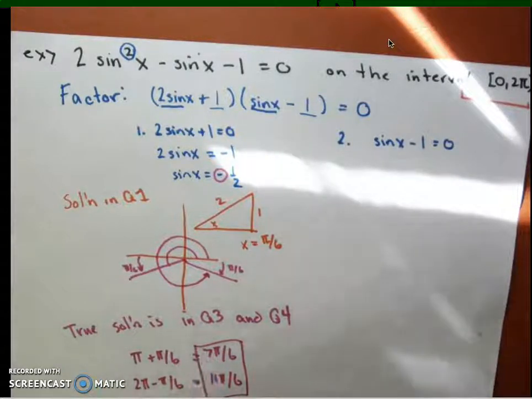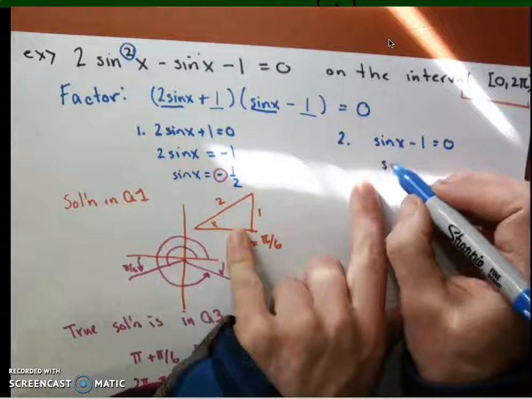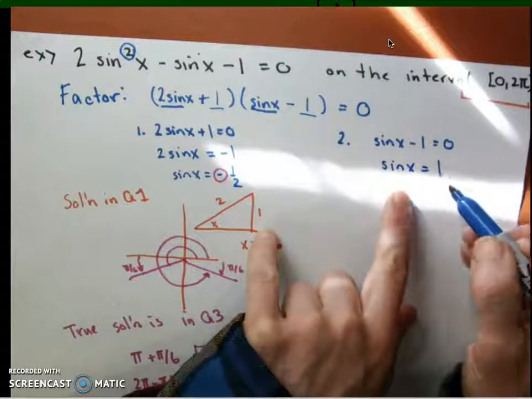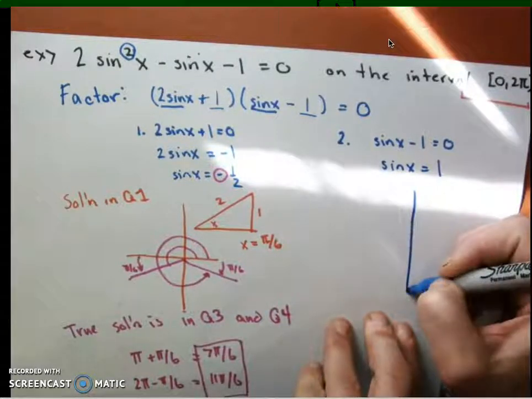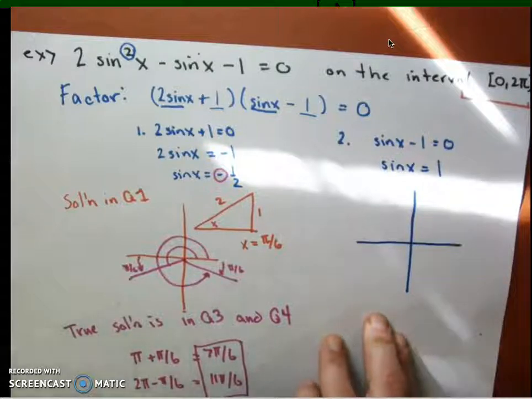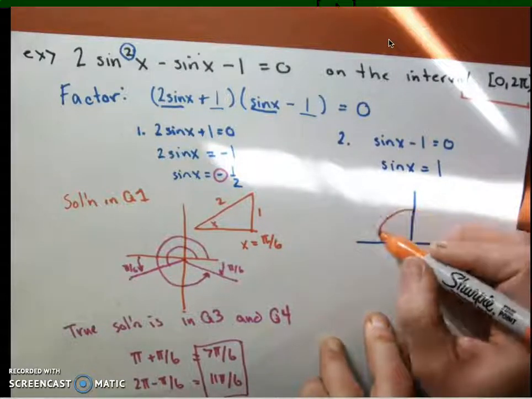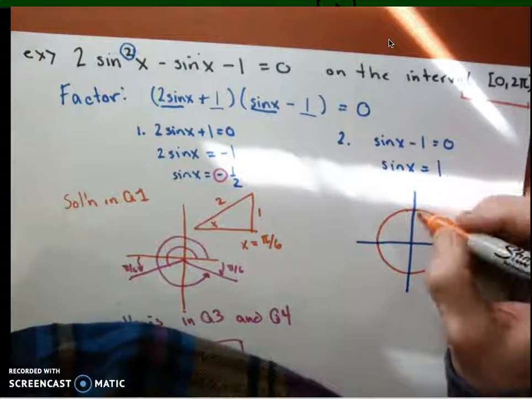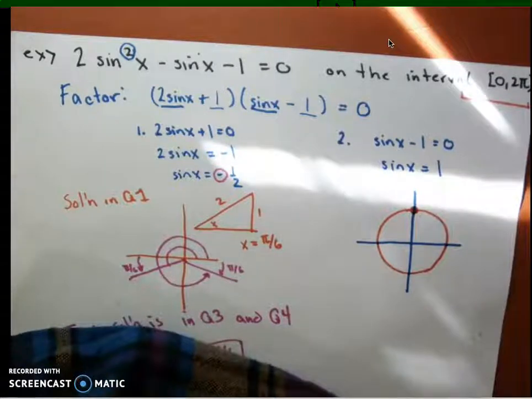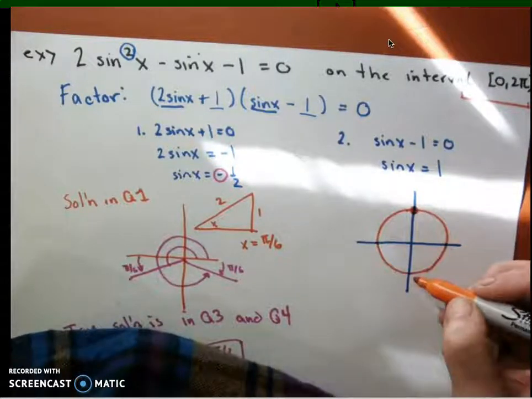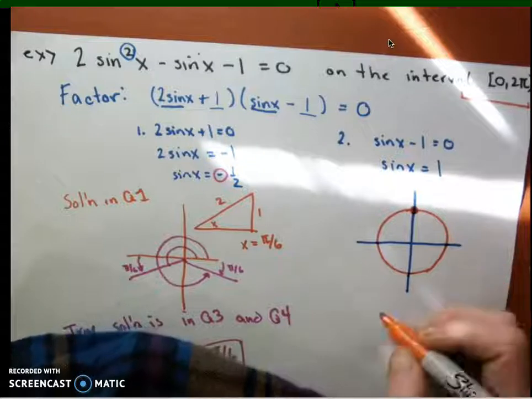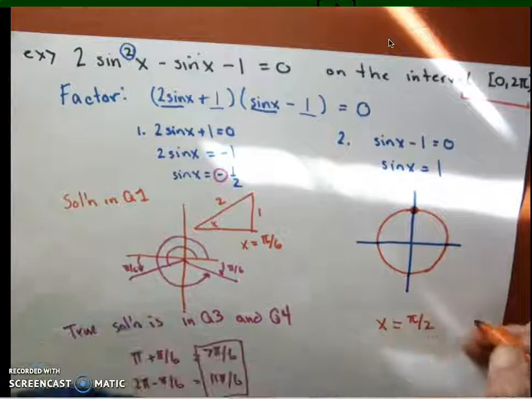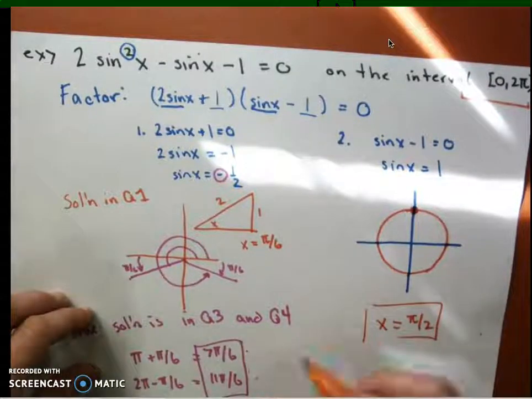Okay, now let's solve the other equation. Here I have sine of x equals 1. So I need to figure out what angle gives me sine equal to 1. This one's actually a little bit easier because sine is the y coordinate on the unit circle. So when is that equal to 1? Well, only right there. Here it's 0, here it's negative 1, here it's 0. So from this, I get that x equals pi over 2. So these are my three solutions.